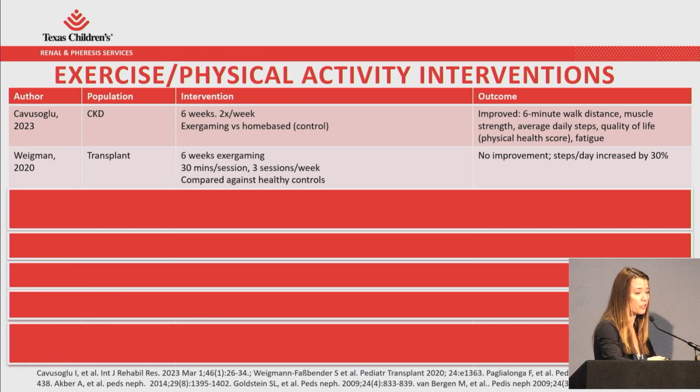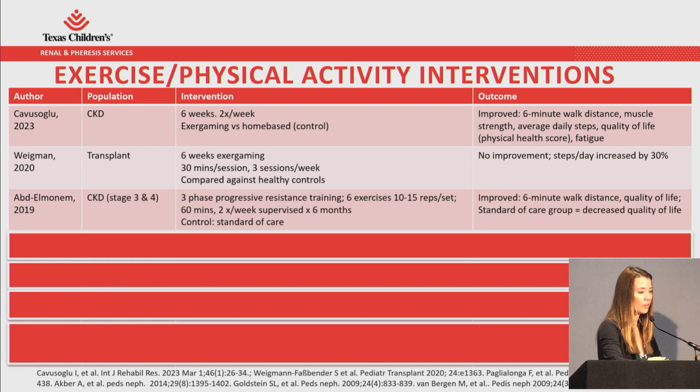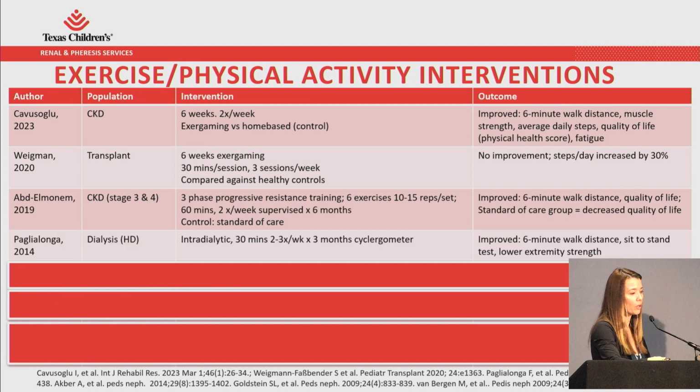This one was 30 minutes per session and then 3 sessions per week, and they actually saw no improvement. This 2019 one that focused on stage 3 and 4 kidney disease, and it's really the only true resistance training plan or intervention that's been reported in the literature, but also found improvement in physical function. And what's really interesting about this particular study is that the standard care group actually decreased quality of life. So I think that's important to take into account in the disease progression as well.